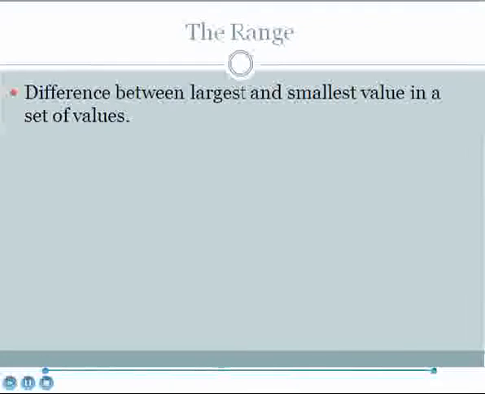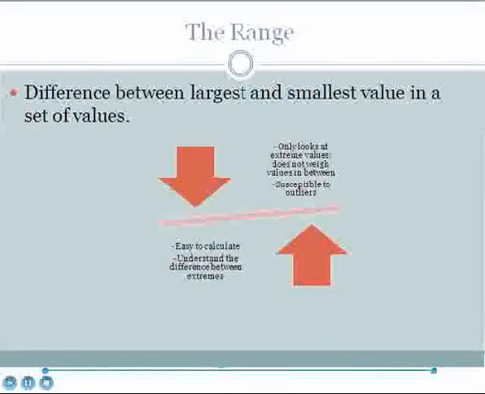The simplest measure of variability is the range. It is the difference between the largest and smallest value in a set of values. There are pros and cons to the range. On the positive side, it is easy to calculate, a simple subtraction, and it's easy to understand the difference between the extremes using the range.